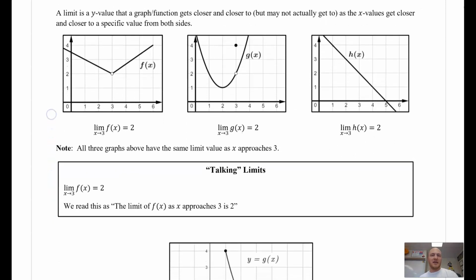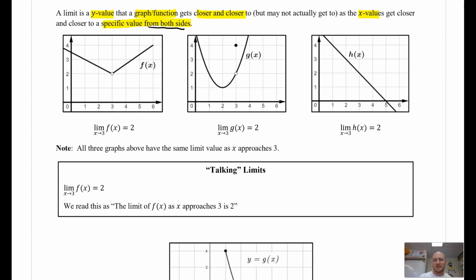It says, what is a limit? Well, a limit specifically is a y value. Underline that or highlight that. It is the y value. Your answer should always be a y value. We get this y value because the graph or the function gets closer and closer to it, though it may not actually get to it, as the x values get closer and closer to a specific point from both sides. Underline that both sides part. It has to come to a specific y value from the left and from the right, and we'll look at those specific cases in a moment.